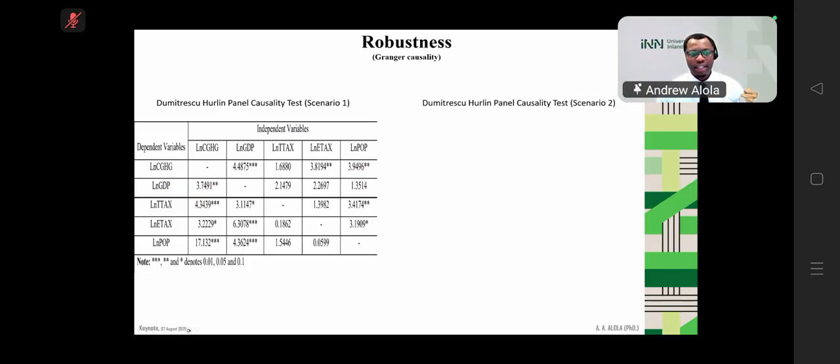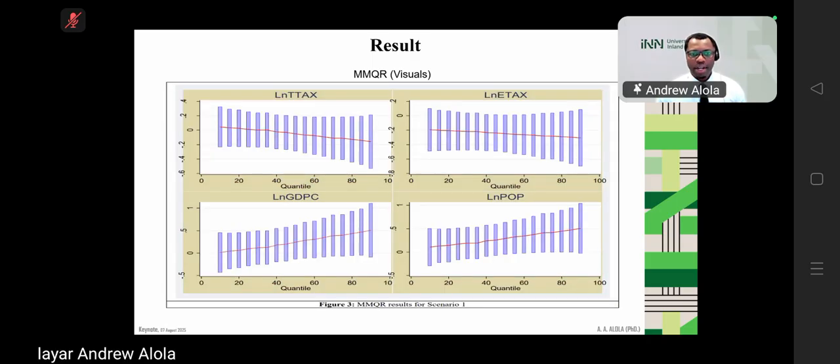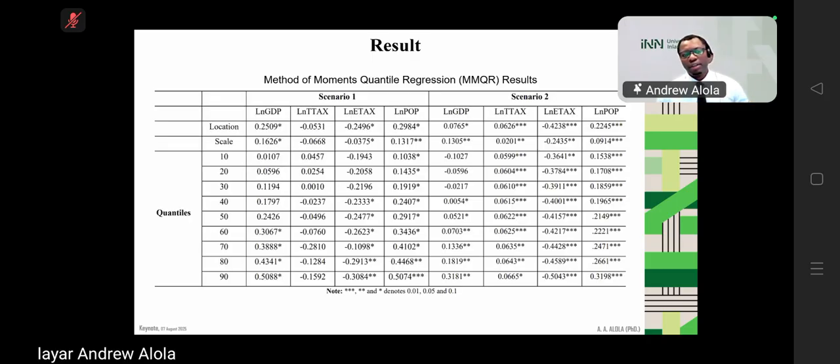When you look at the transport tax, also, if you can see my cursor, you see there is no significant impact in the first scenario, also in the second scenario. So I'm going to just summarize the implication of this study. I will go back to the main result, the implication of this study for transport tax.